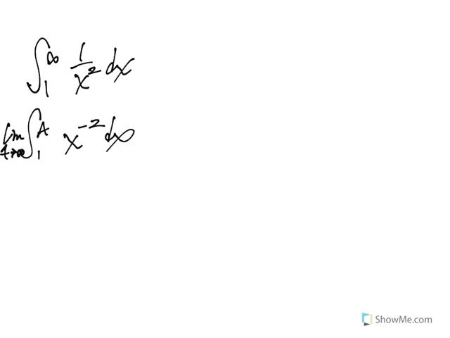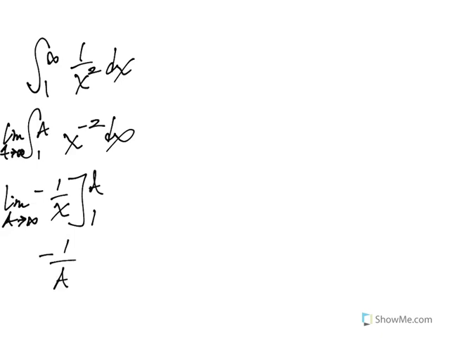I'm going to integrate. It gives me negative 1 over x, evaluated from 1 to a in this case, taking the limit as a goes to positive infinity. And now, according to the first fundamental theorem of calculus, I just plug it in. I now get negative 1 over a minus a negative 1 over 1, upper minus lower, taking the limit as a goes to infinity. Negative 1 divided by huge is 0, minus a minus 1 gives me an area of 1.